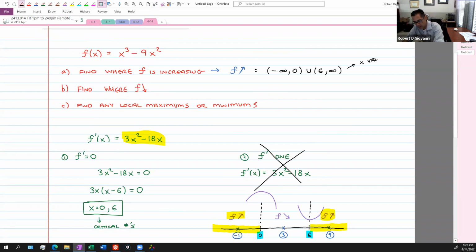Just keep in mind, these are the x values where f is going up, increasing. It's kind of like asking you to give me the domain of something. You look at the x values. When we're asking where a function is going up or down, you're looking at the x values where it's going up and down. Questions on that?